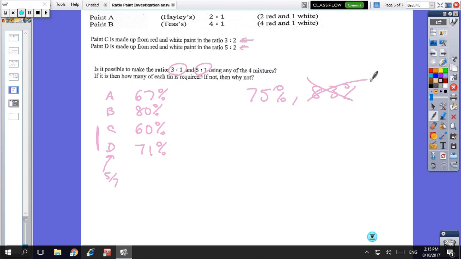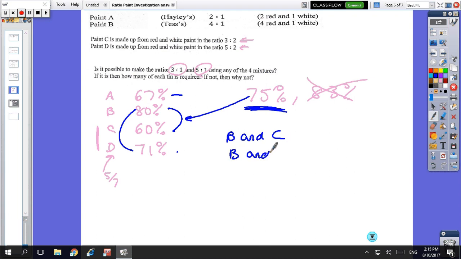But for the 75%, we've got to get two numbers that go in between. So for instance, 75 is between 80 and 60, and 75 is also between 80 and 71. So there is some combination, but you can't use A and C or A and D because you can't get to 75% when the biggest number is 71%. So there is a combination of B and C, and there must be some combination of B and D that will give us our 75%.